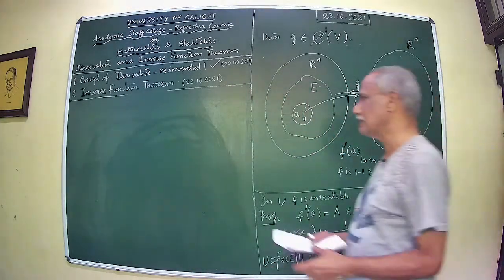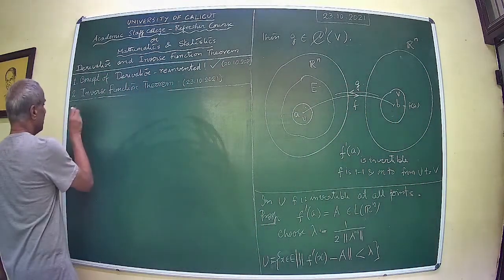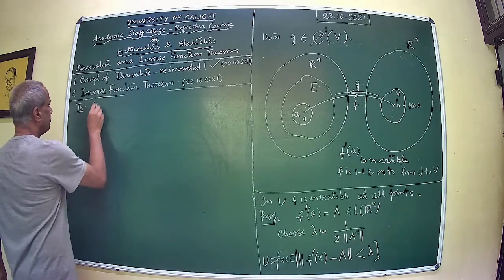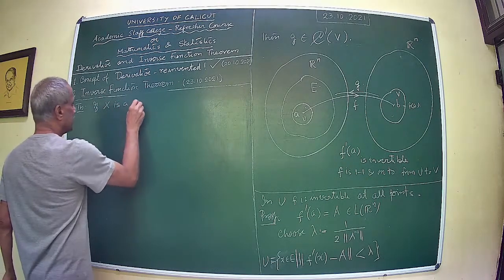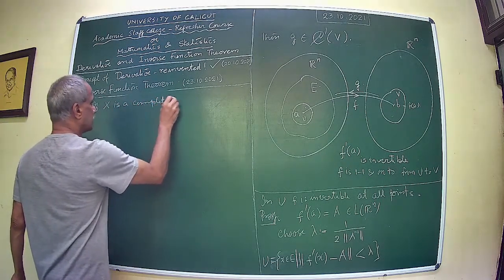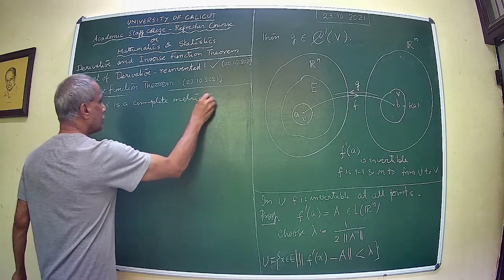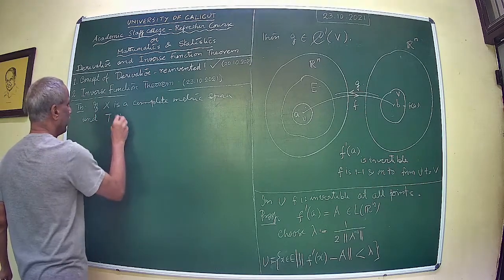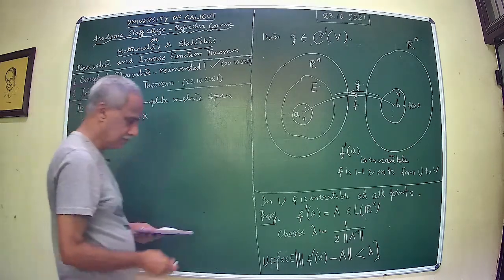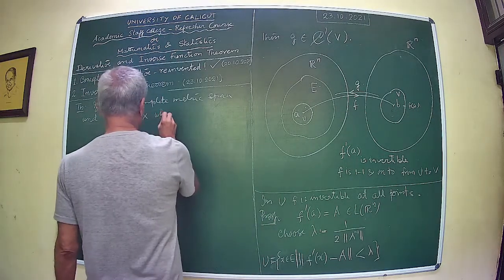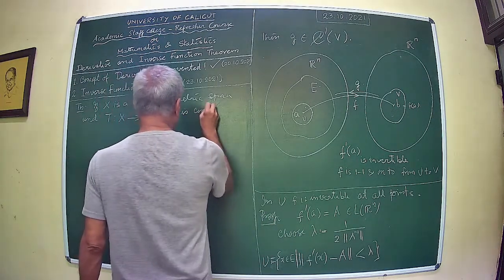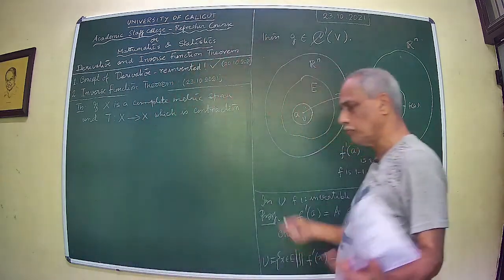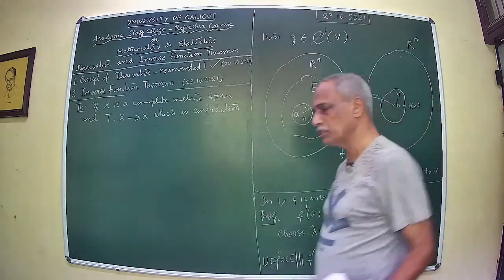Okay, so what does it say? This is a contraction mapping, simple. If X is a complete metric space and T is a map from X to X which is a contraction, it's a contraction means it has the property that two points are thrown to closer points.